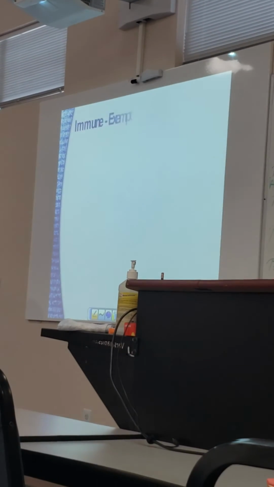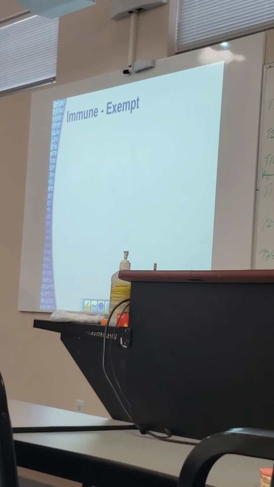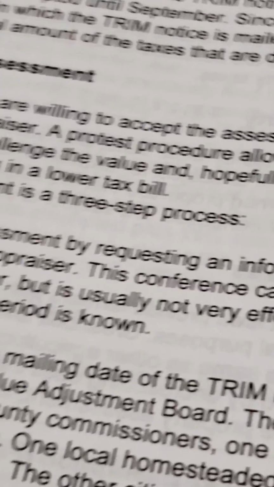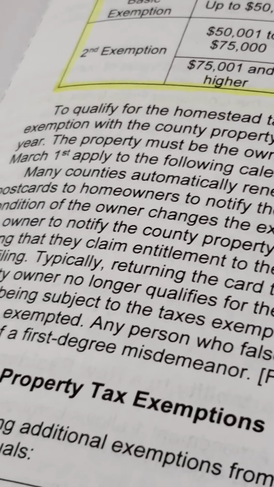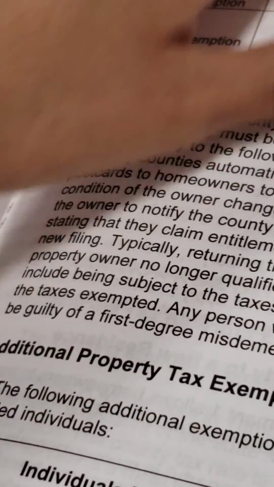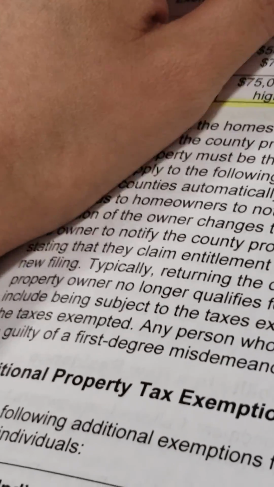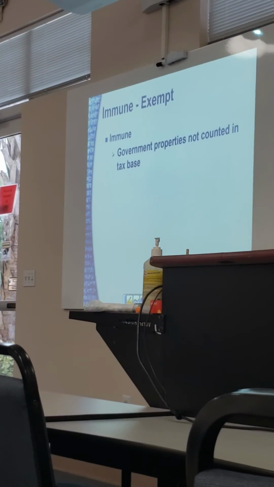So when it comes to properties, there are 2 sets: properties that are immune and properties that are exempted. Know the difference. We always put a question on these concepts and people get very confused. Immune properties do not exist for property tax purposes. All government-owned properties, regardless of which level of government owns the property, do not exist.